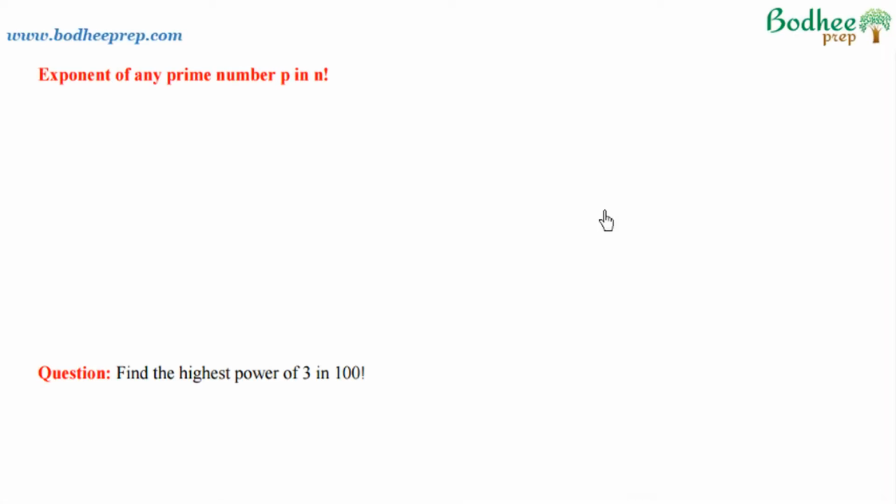Now let us understand the method of finding the exponent of any prime number in any factorial n. Let us take an example by taking a small number, say factorial 10, and we want to prime factorize it. We know that factorial 10 is nothing but 10 into 9 into 8 into 7 into 6 into 5 into 4 into 3 into 2 into 1, right?